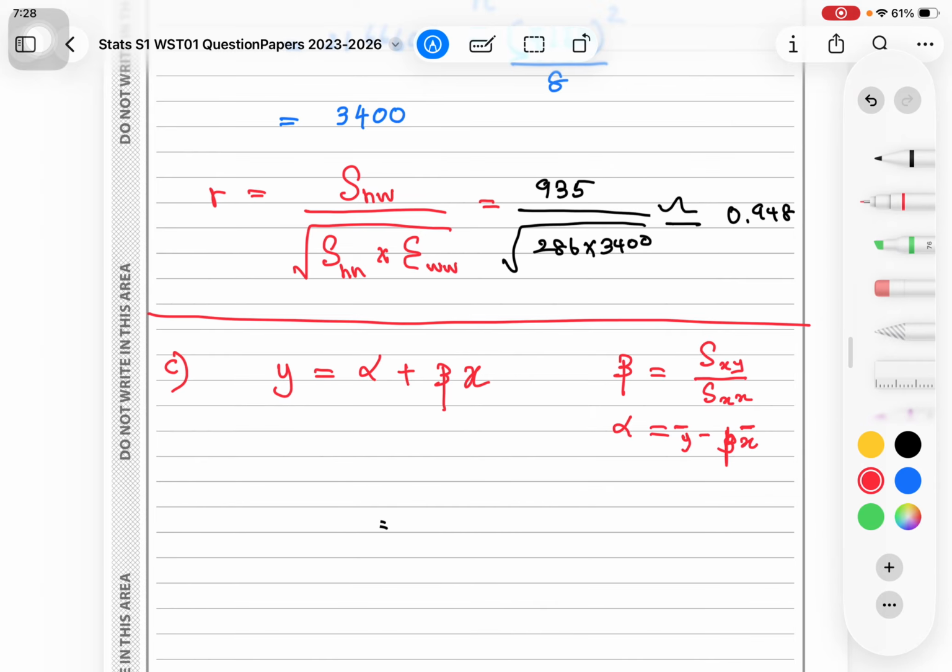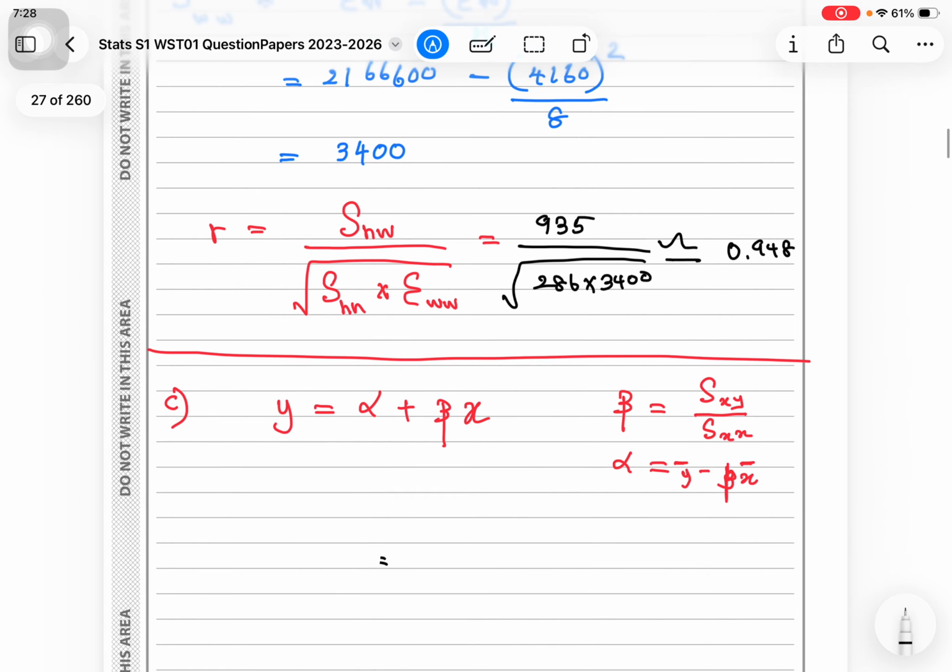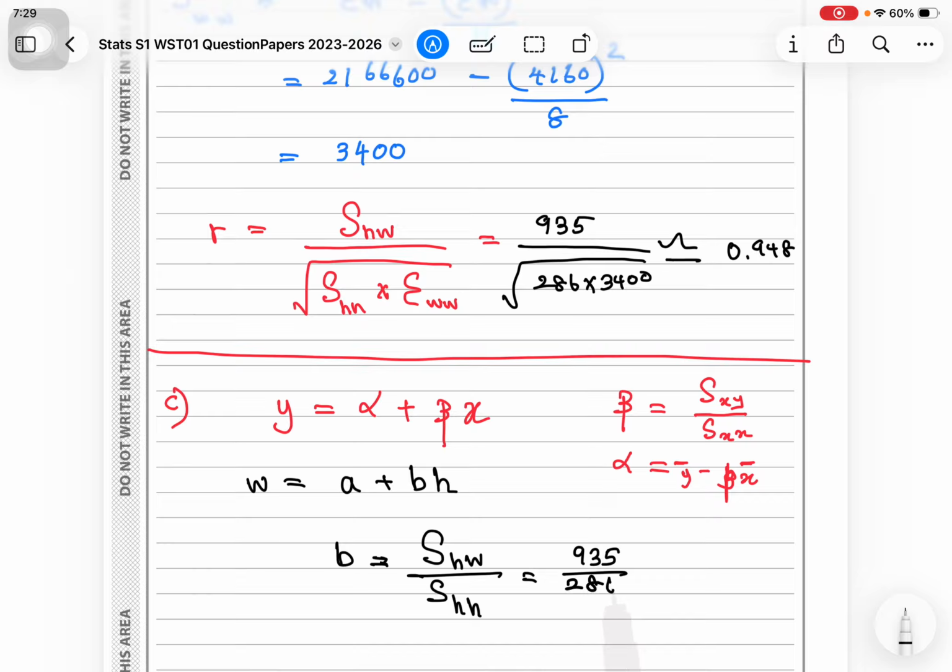Okay, let's come back to our one. Explanatory variable, which is H. So alpha, I'll just put like a plus bH, in a way that is convenient for us. If I now find the b value first, b would give us SHW divided by SHH, which is 935 divided by 286, which is approximately 3.274 if I take it to three significant figures.